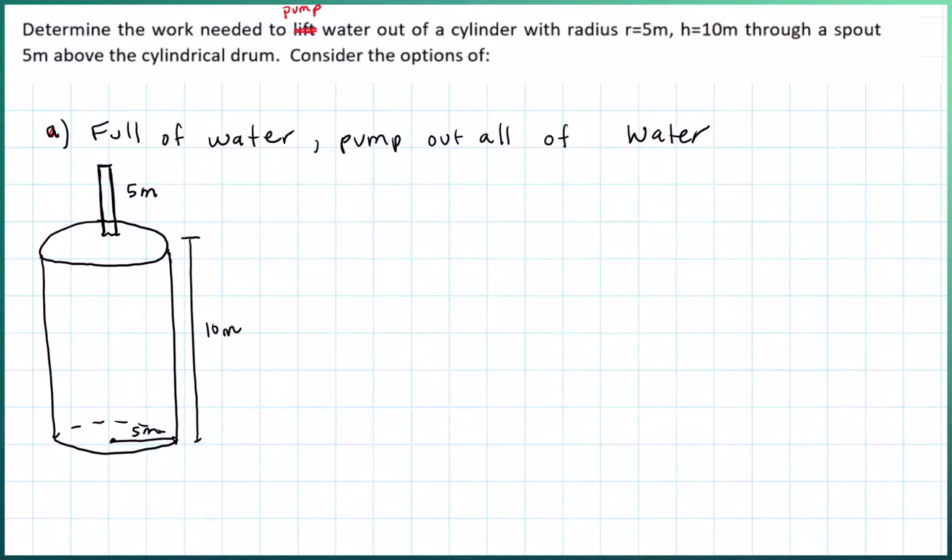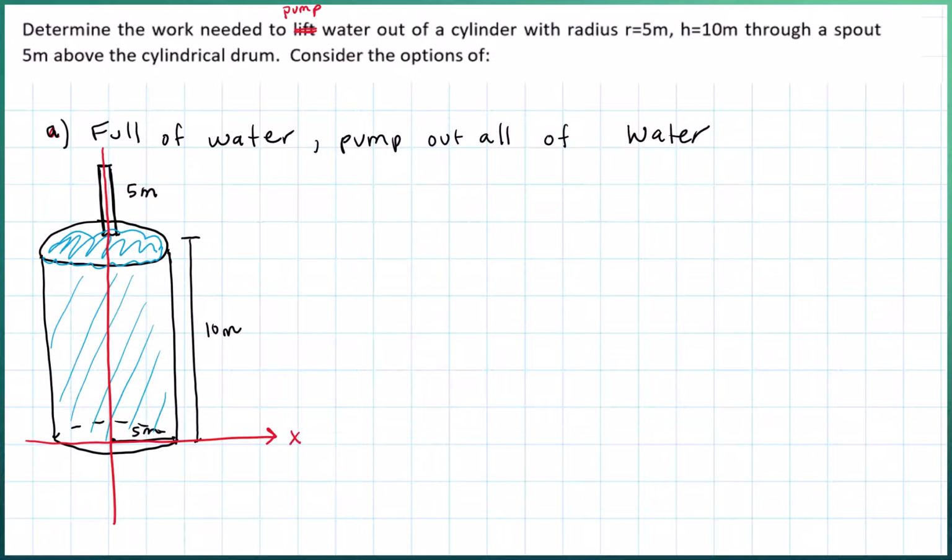We're assuming it is full of water, so the water is full all the way to the top of this drum. And just draw it like this, all the way full. And we want to pump water out of this. So the first thing that we have to do is put a coordinate system on this. So I'm going to go ahead and overlay the rectangular coordinate system with the origin right at the bottom of the drum.